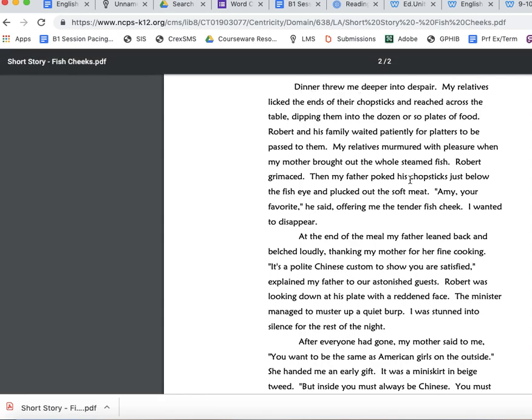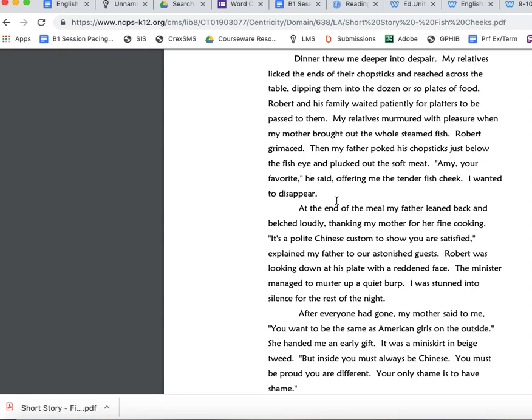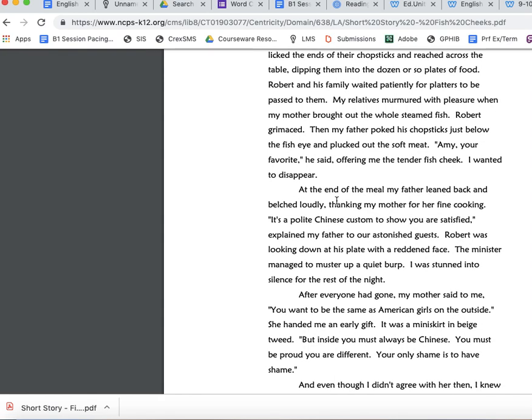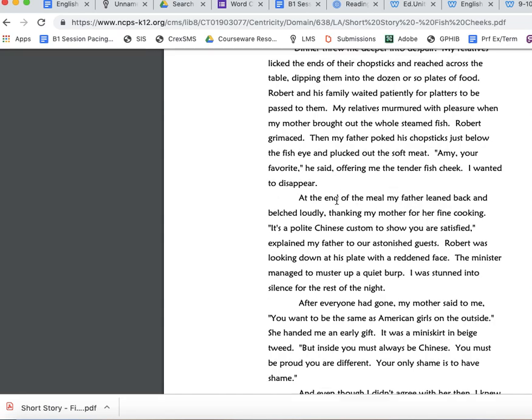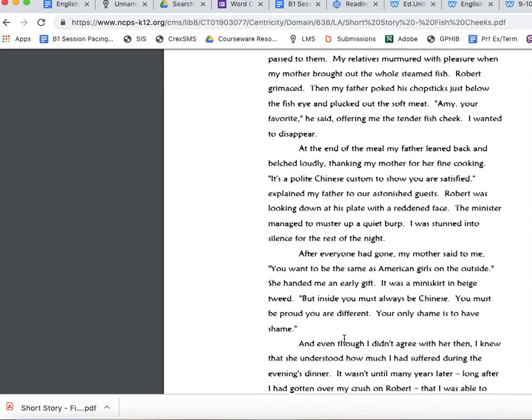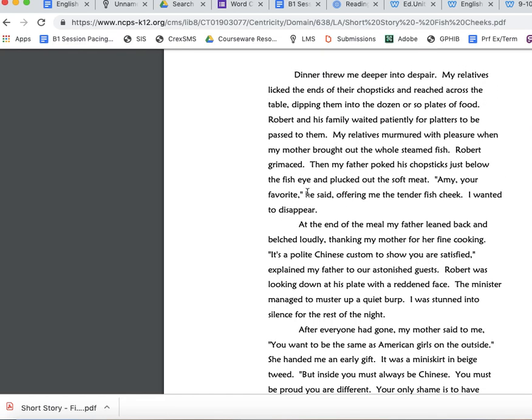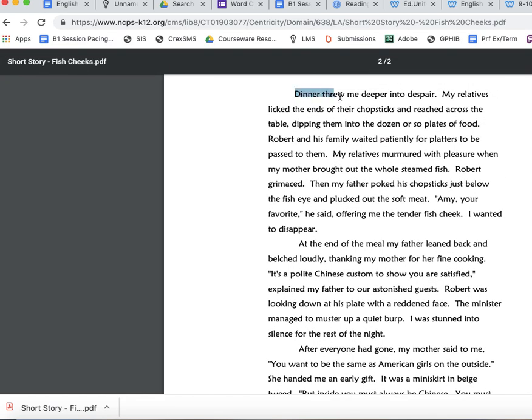"Dinner threw me deeper in despair. My relatives licked the ends of their chopsticks and reached across the table." She had to learn this the hard way, that this was something she shouldn't turn away from, or that she should not be afraid to embrace, right? So if I am going to support my concept that she should be proud of who she is and not be afraid of where she comes from, I would say this part here would be my first one.